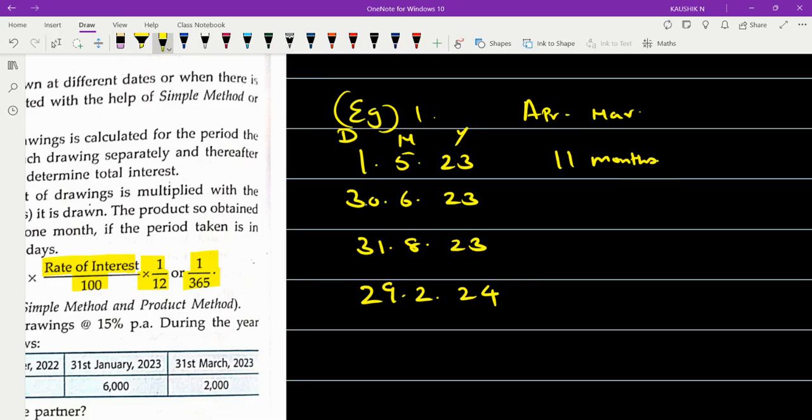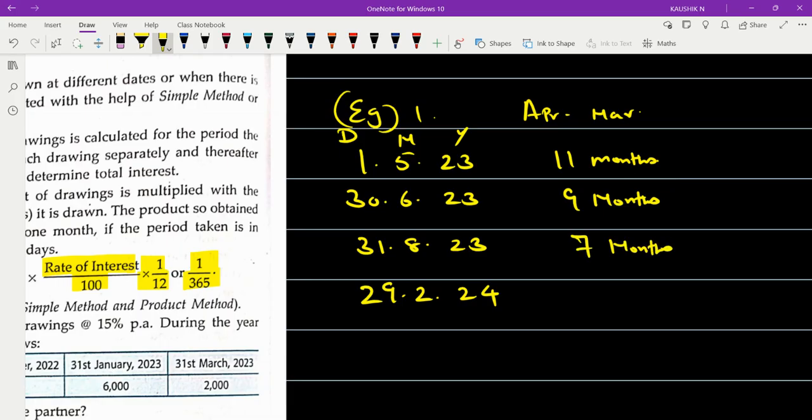Now here it is the end of June, so June will not be considered. From July you'll take it: July, August, September, October, November, December, Jan, Feb, March. You'll be using 9 months. Over here it is 31st of August, also the end of a particular month, so from September you'll take it into account: September, October, November, December, Jan, Feb, March. So 7 months.